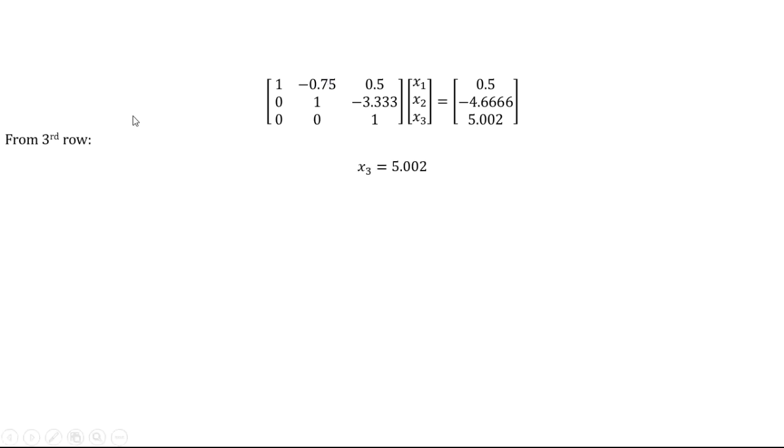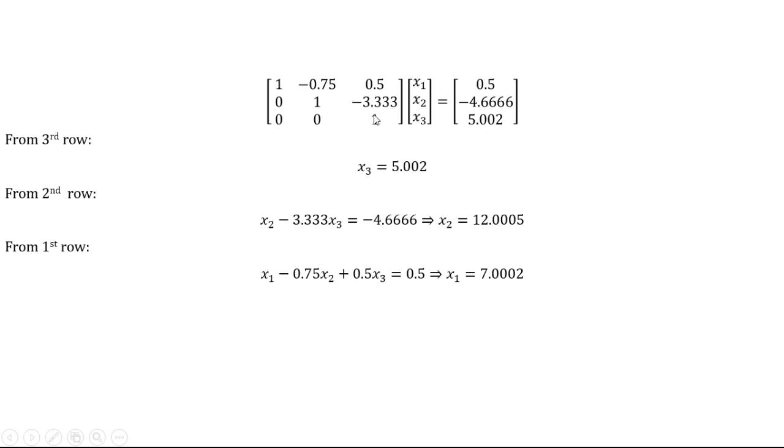Now, from the third row, we will convert this matrix into the equation form. So we will get x3 is equal to 5.002, and from the second row we will get x2 minus 3.333 x3 is equal to minus 4.666. After substituting the value of x3 here and shifting this value to the right side, we will get the value of x2.